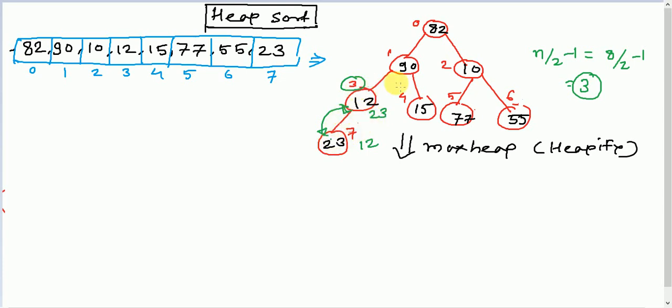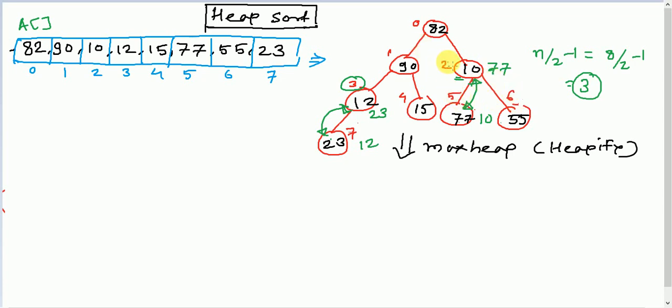Then I'll come to index 2. At index 2 it has value 10 and two children, 77 and 55. According to the max heap, my parent value should be the highest. Among these three, 77 is the highest value, so 77 should come up and 10 should go down. We swap A of 2 with A of 5, where this is array A.